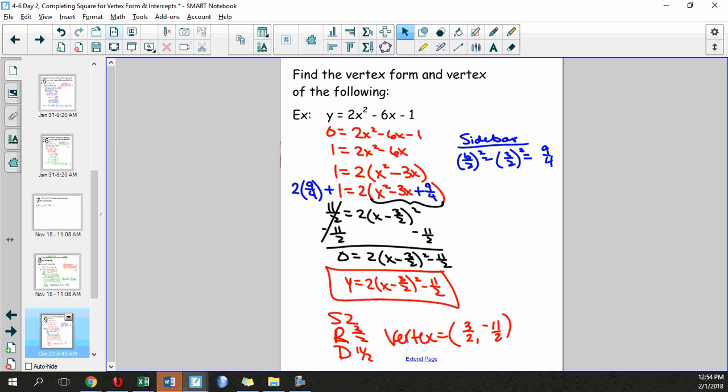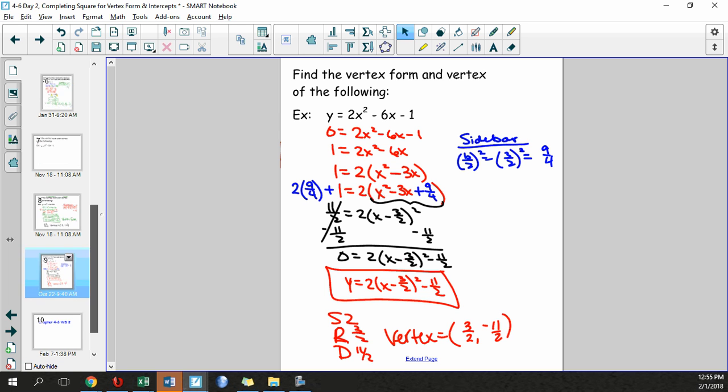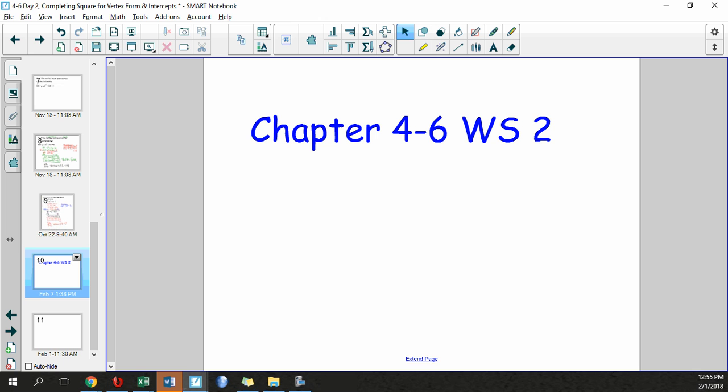Here's your homework. Listen up, you have 6 problems where you're finding the x-intercept. You have 4 problems where you are finding the vertex and the vertex form. Am I clear on that? So you have 10 problems for homework. Tomorrow when you come in here, you will potentially have another 10 problems. Got it? Tonight's homework is 4-6 worksheet 2.